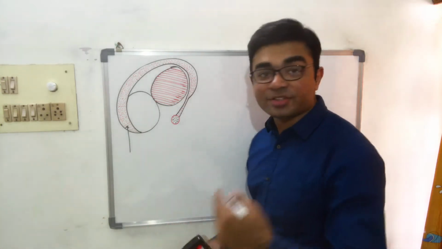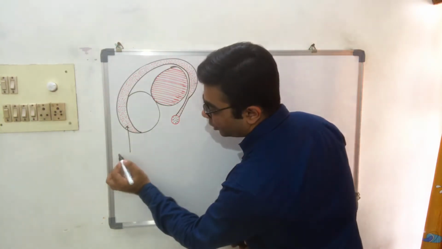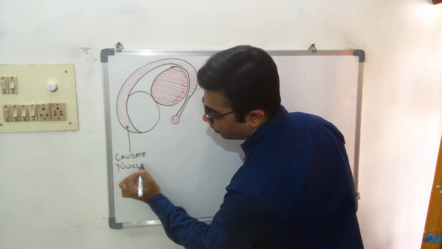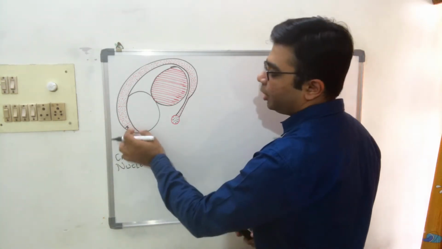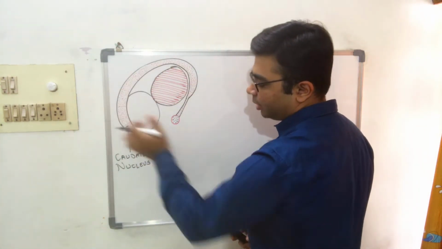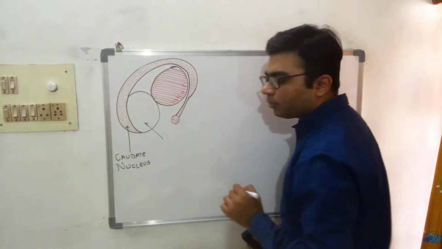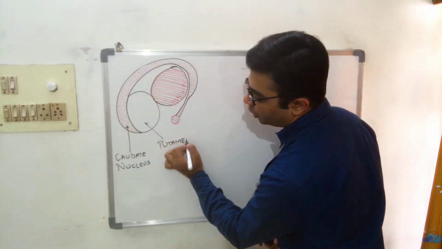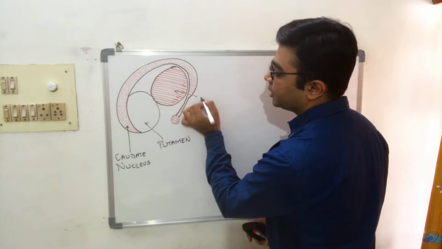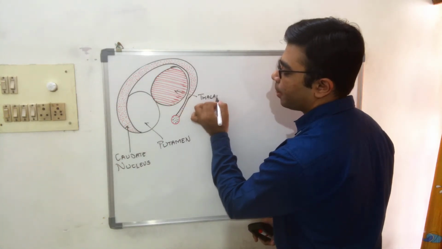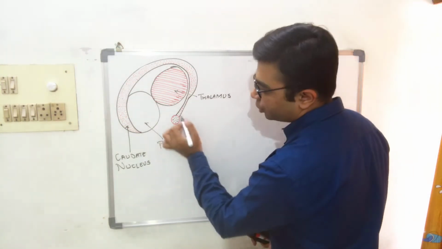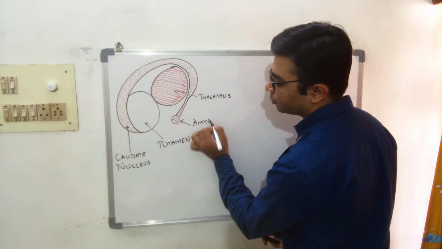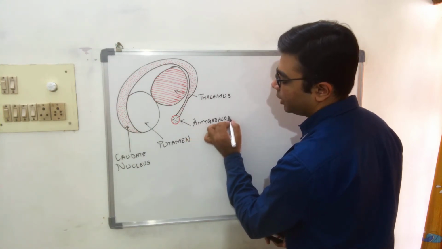a portion of corpus striatum, the first portion, that is the caudate nucleus. So caudate nucleus is a bulge portion, and it has a tail also. This area is the putamen, and this structure is the thalamus, and here the end portion of this tail of the caudate nucleus is also known as amygdala or amygdaloid body.